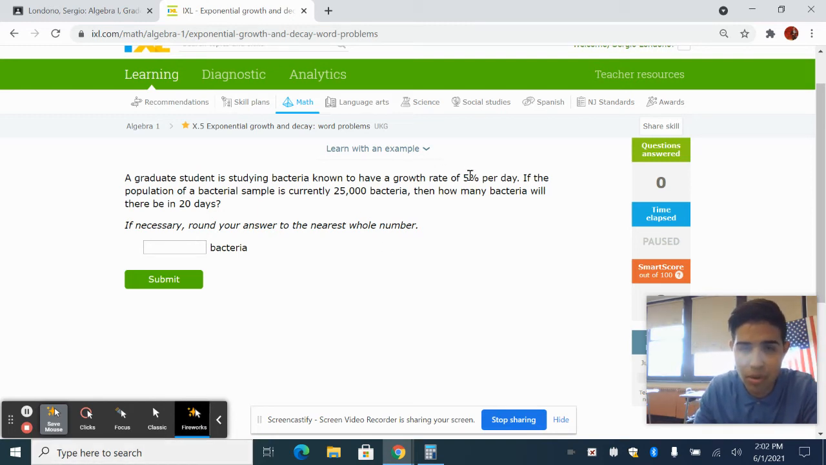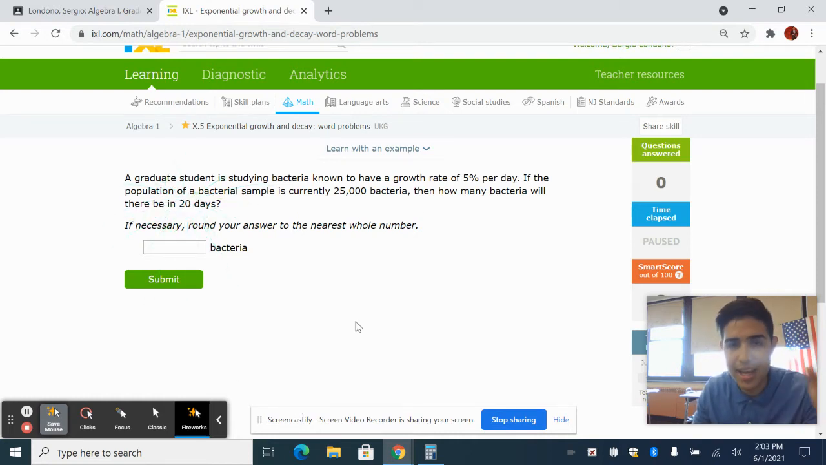I see a growth rate of 5%. I know that's our rate. I see the population is 25,000. So that is my initial value. That's what we're going to start with. And then finally, we know our time is 20 days.